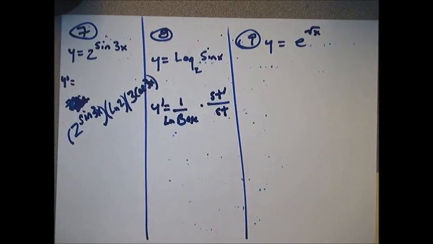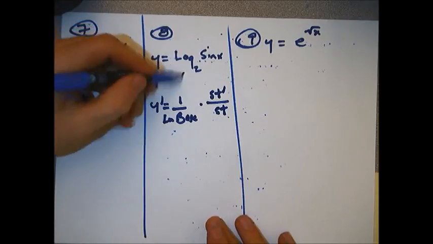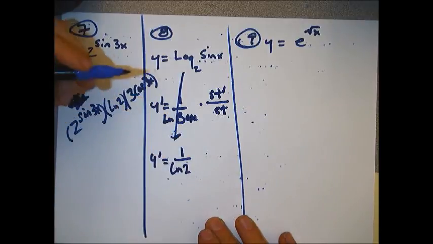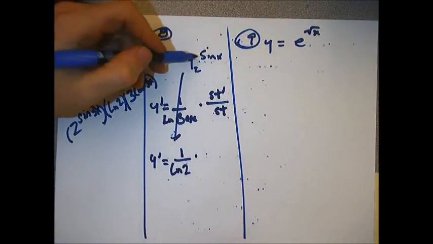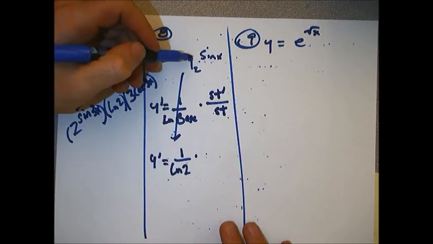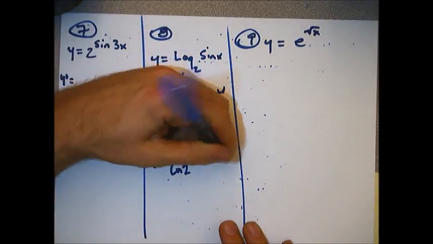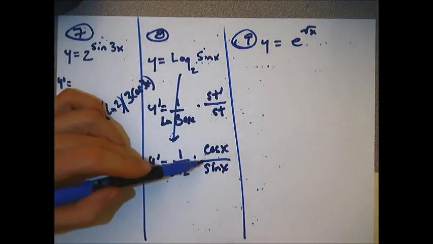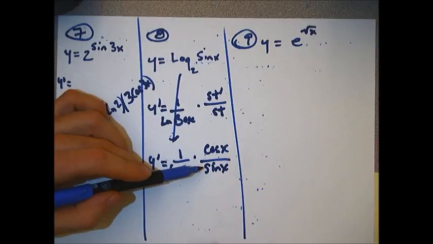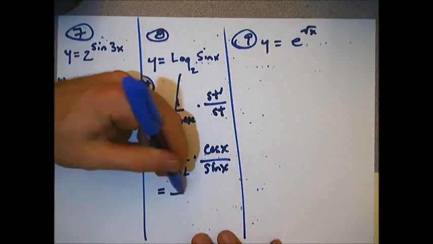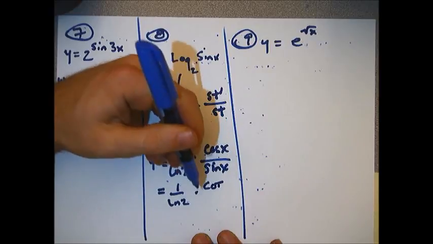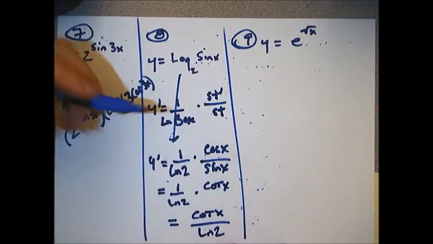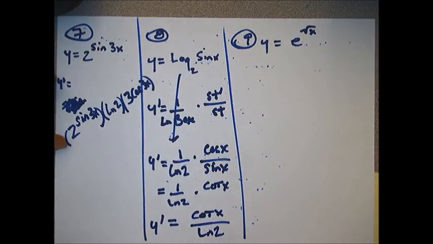So to do this, in the problem up here, y prime is equal to 1 over the natural log of 2 times the derivative of my stuff, so stuff prime, sine would go to cosine, over the original, which is sine. Better answer here, what could we do? We can say cosine over sine is really cotangent. So this is equal to 1 over the natural log of 2 times cotangent x. Better answer, cotangent x over the natural log of 2 is your derivative.